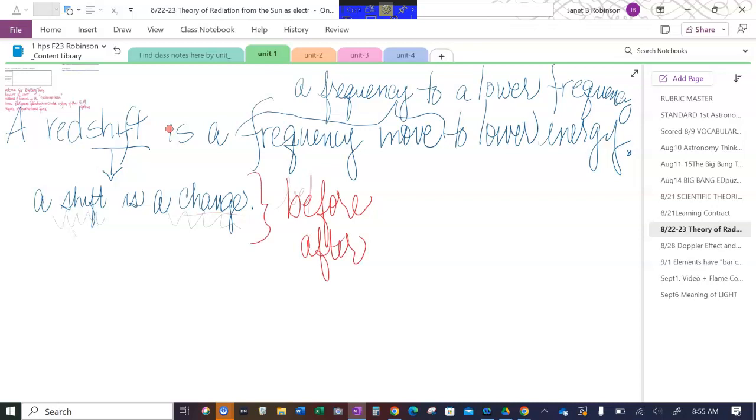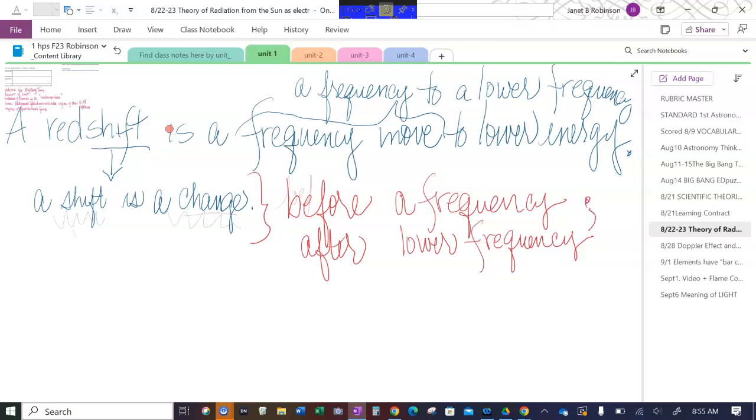So a redshift change means that before it was one frequency, and afterwards, no matter what that was, it is a lower frequency. A redshift is from one frequency to a lower frequency. That's why in sound, it ends with a lower pitch. Before, whatever the frequency was, and afterwards, we have a lower frequency than we had previously.